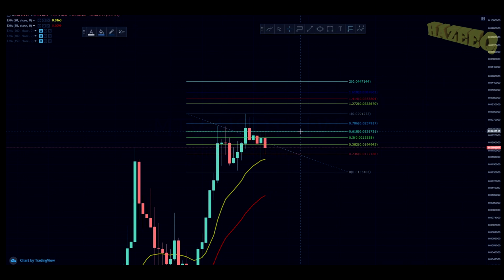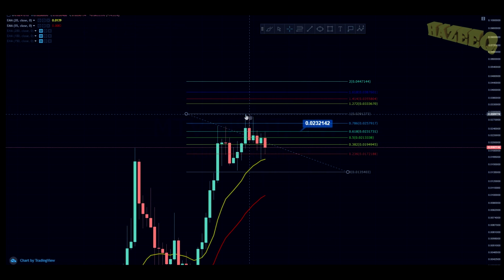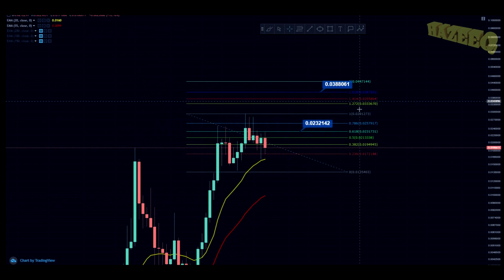So we need to see ourselves break 0.0232. Now, once you break that and hold it as support, you're good for taking out the previous all-time high. And after that, we're looking at 0.38. Okay, so yeah, this is just a little mini fib with mini targets on the weekly chart just to see what we're doing. But that has been pretty much it, guys, for Multivac. I'm very bullish on it. Let me know if I missed out anything on the charts.